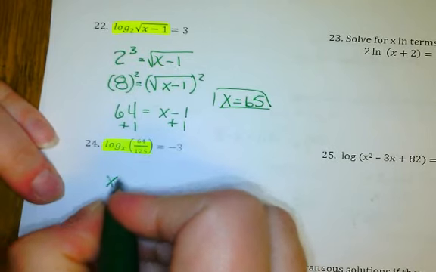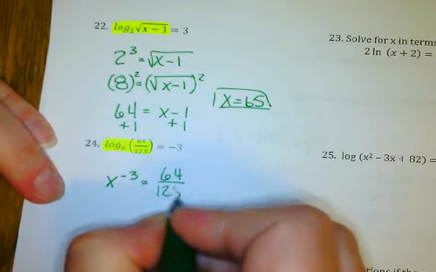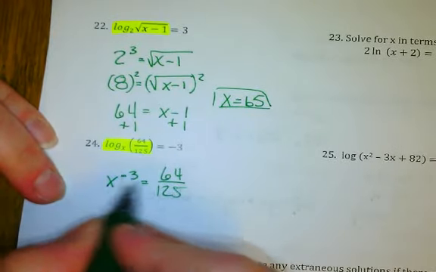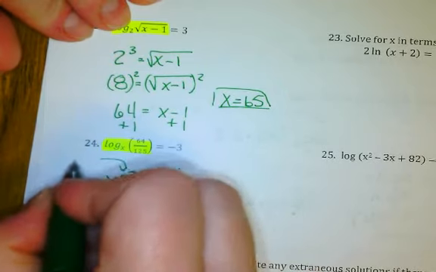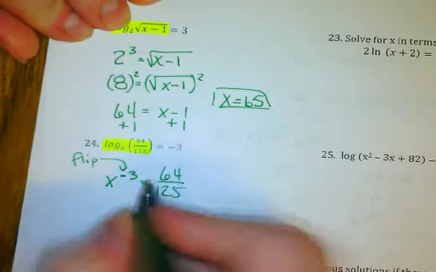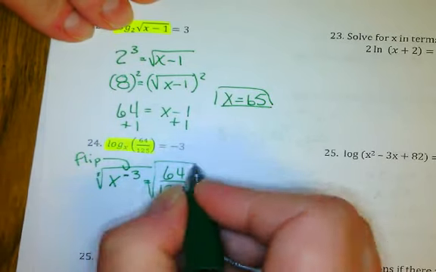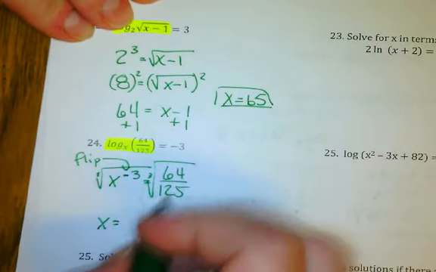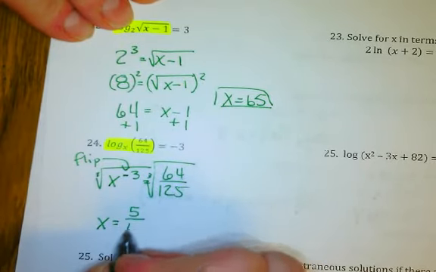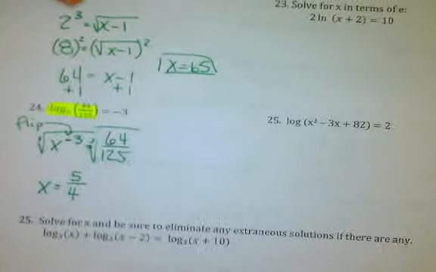So what I'm going to do is x to the power of negative 3 equals 64 over 125. Now, you have to know that this flips. When you have a negative exponent, it's going to flip. I'm also doing the cube root, so I have to do a cube root here to get rid of it. So that gives me x equals 5 over 4. The reason I flipped it is, again, because of that negative exponent.